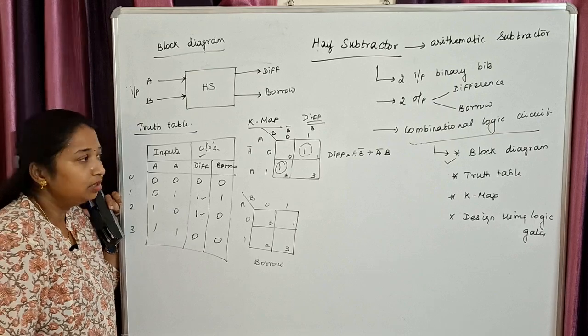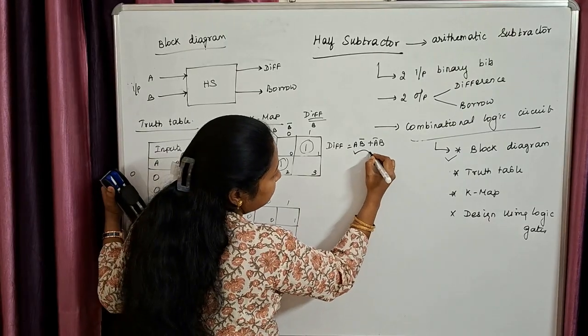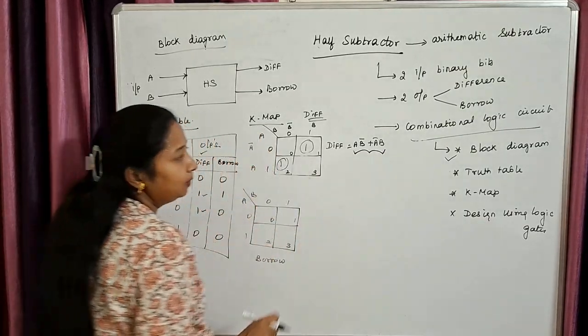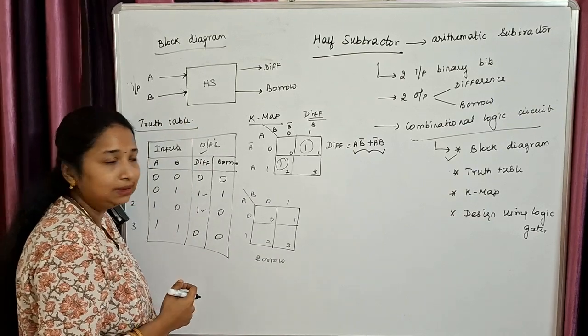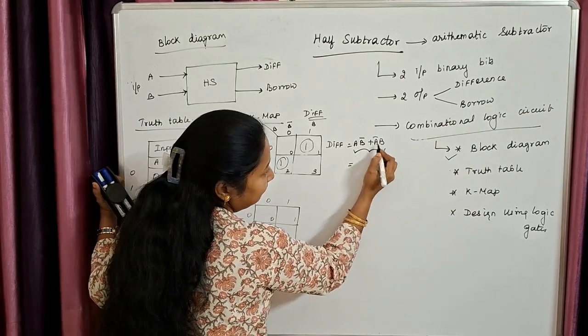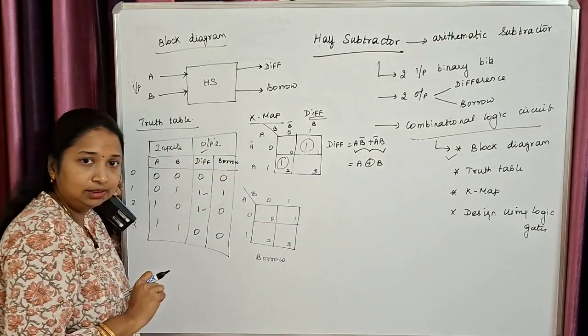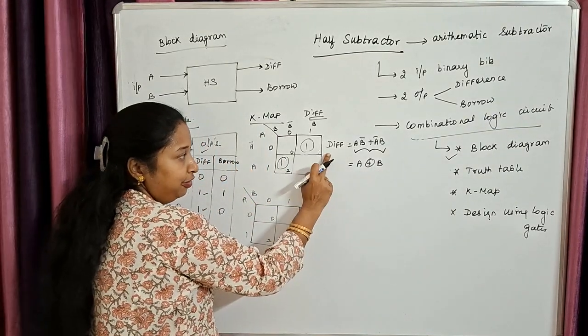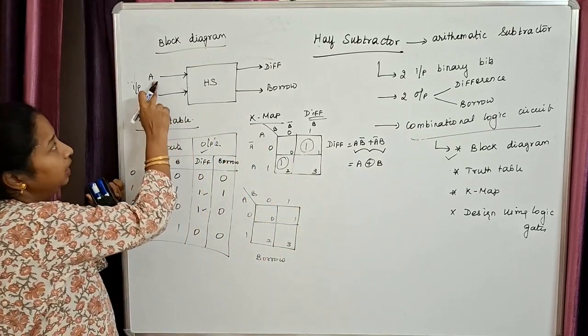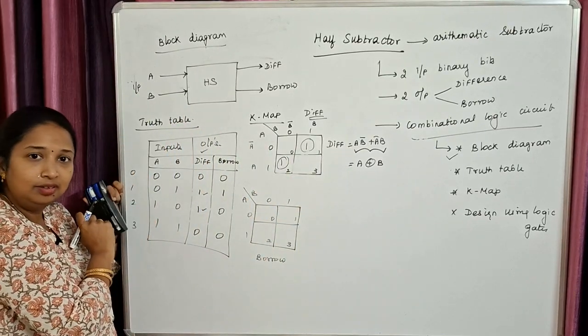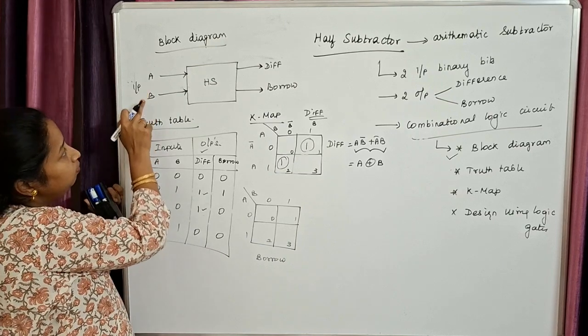Is that clear? Fine. Now, what is this expression representing? Which gate is it representing? This is my XOR gate. So, how do you represent your XOR gate? This is represented like this. So, what does it mean? Your difference is the XOR combination of your inputs. Is it clear? We have got 2 inputs here, A and B.